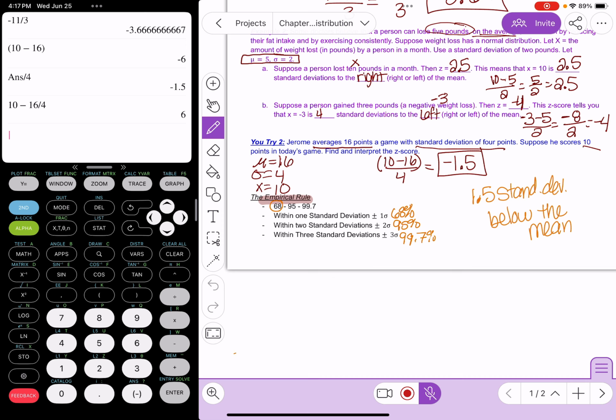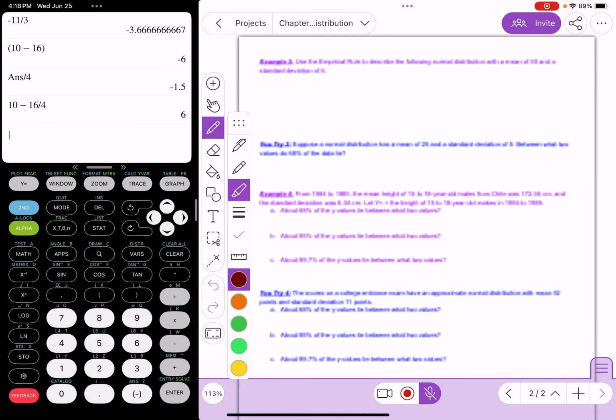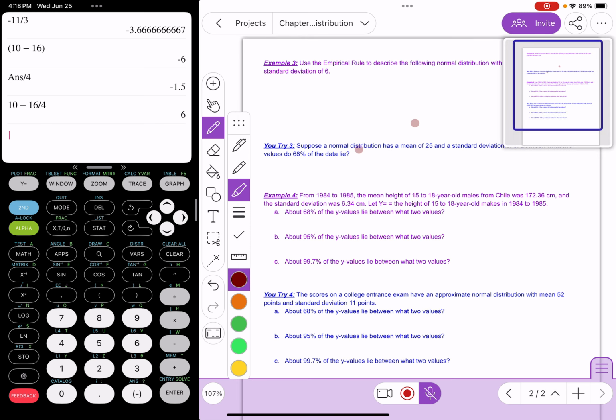So if I had a curve and the mean was here, right? Here are my standard deviations. And I asked 100 people a question. 68% of them are going to fall right there. 95% of them are going to fall right there. And 99.7% are going to fall right there. So that's a lot of information that falls within that. Let's look at how that applies.